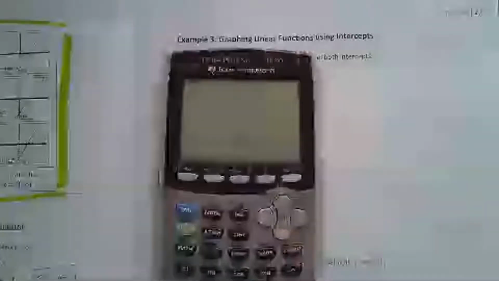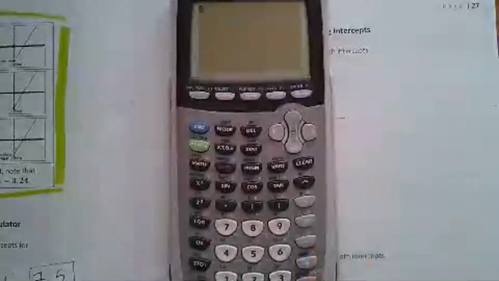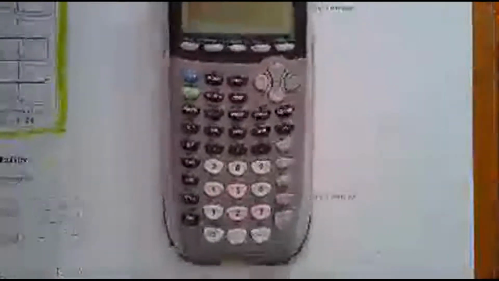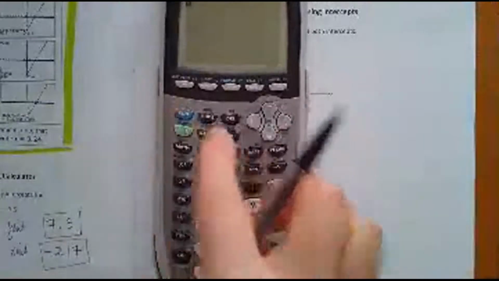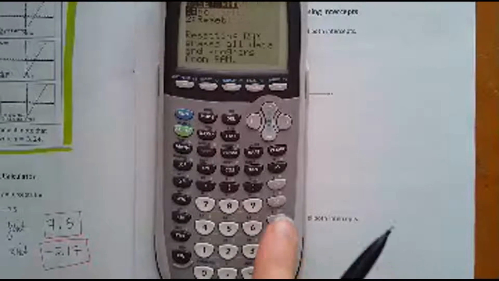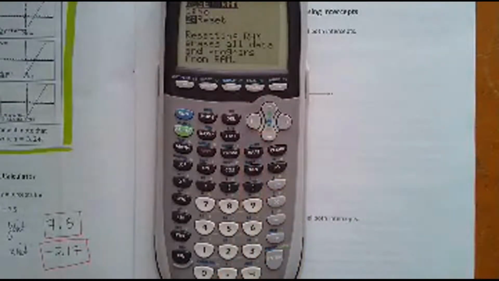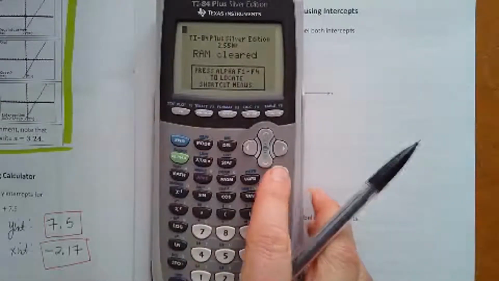So once again, I turn my calculator on for the day, and I clear it because I can't really remember what I just did. Second, plus sign, number 7, number 1, I press enter, and then I move to number 2, and then I get RAM cleared. So all my old data is cleared.